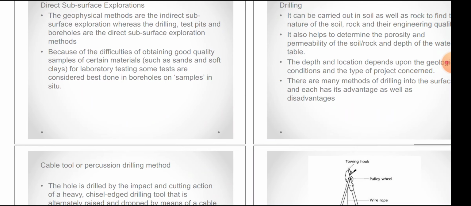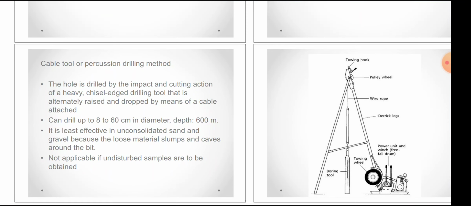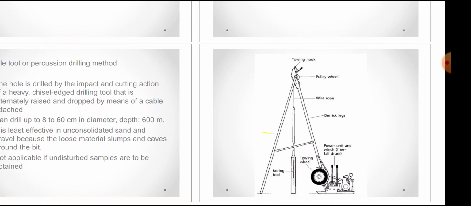and each has its advantages as well as disadvantages. Cable tool or percussion drilling method. The hole is drilled by the impact and cutting action of a heavy chisel-edged drilling tool that is alternately raised and dropped by means of an attached cable. It can drill up to 80 to 60 centimeters in diameter, and a depth of 600 meters. It is less effective in unconsolidated sand and gravel because the loose metal slumps and caves around the bit. Not applicable if undisturbed samples are to be obtained.